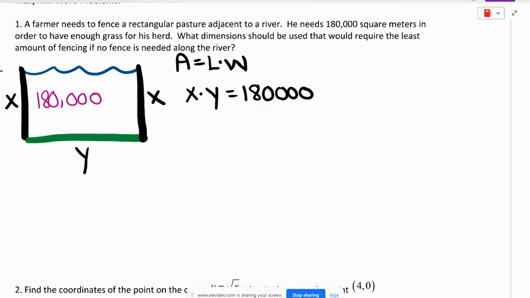But what else are we talking about? What dimension should be used that would require the least amount of fencing? Perimeter, right? So if we're talking about the fencing, aren't we just talking about the outside? We don't really care about the inside. They're saying the least amount of fencing, we need the outside, the perimeter of this. So what do we know for the perimeter? The perimeter is going to equal x plus y. So the perimeter will equal 2x plus y.